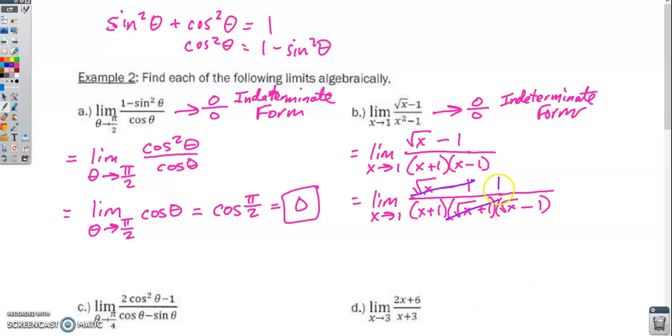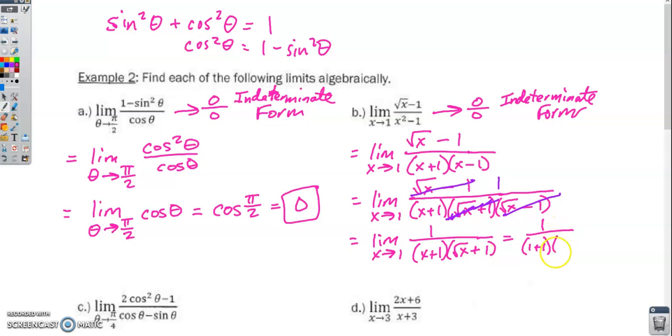And now those cancel each other out, and I'm left with the limit as x goes to 1 of 1 over quantity x plus 1 times quantity square root of x plus 1. And I go ahead and substitute, and that's going to be 1 over 1 plus 1. Oops, I canceled the wrong factor. Never mind. Cancel that one instead. So that's an x plus 1. So we've got square root of 1 plus 1. And so this turns into 1 over 2 times 2, looks like. And so we end up with a limit of 1/4.